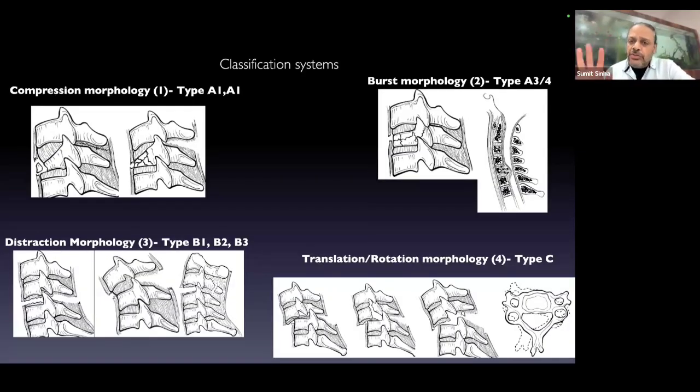The last and the most severe form of injury, any injury, is the translational or the rotation morphology. So what happens, the force is so much that in addition to the disruption of the ligaments or the bones, there is sliding of one vertebra over another, or rotation of one vertebra over another. So these are highly unstable injuries which have to be fixed, come what may.